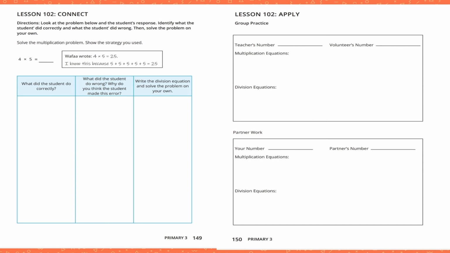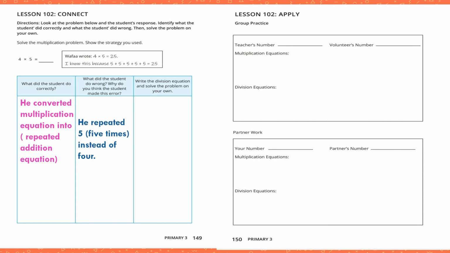What did the student do correctly? She used the strategy of repeated addition. Okay, but what did she do wrong? She repeated the number 5 times instead of 4 times, because it's 4 times 5. So, what is the right answer? The right answer is to repeat the number 5 four times: 5 plus 5 equals 10, plus 5 equals 15, plus 5 equals 20. So to write the division equation, we will write the big number, then divided by the small number, equals the answer. So 20 divided by 4 equals 5.